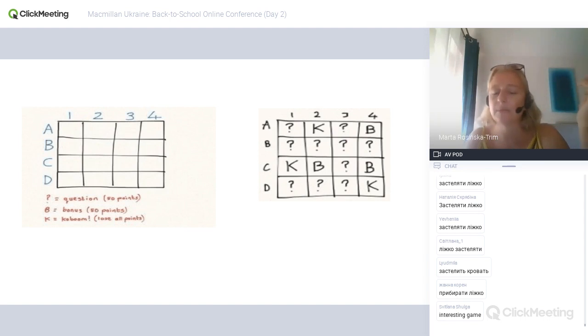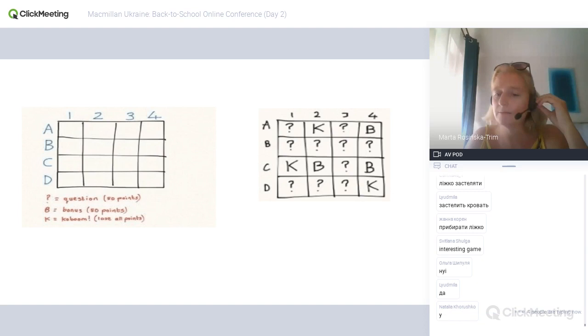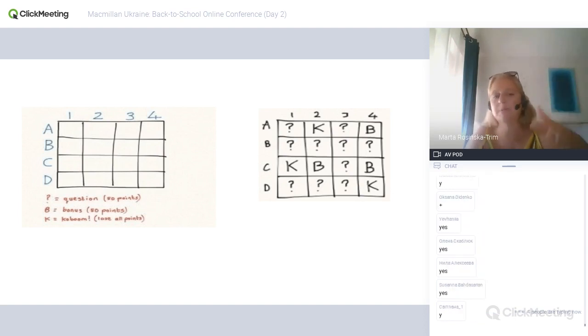Is it clear, guys? Yes? This game. I don't have to re-explain. It's a simple game, but it's very dynamic, and you lose and gain. Students like that a lot.